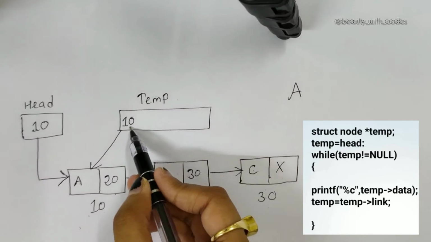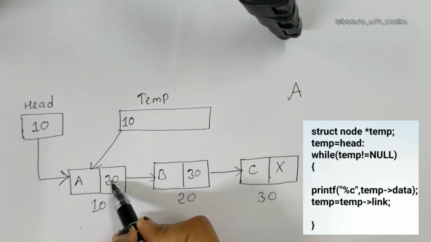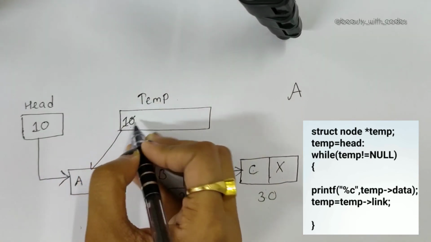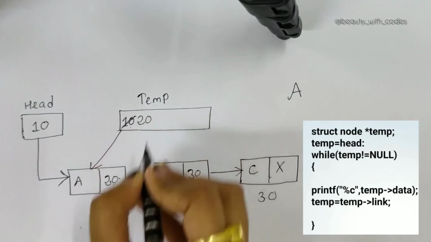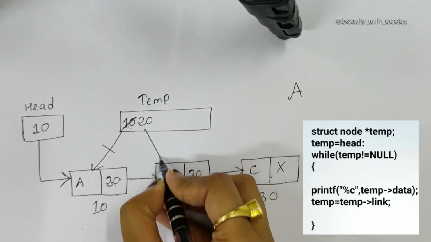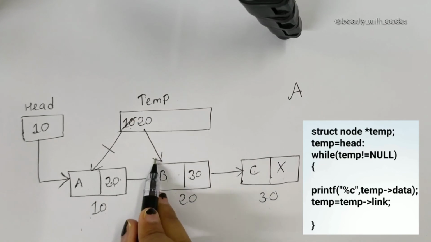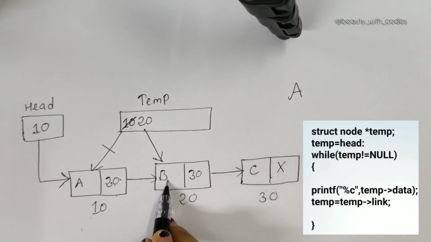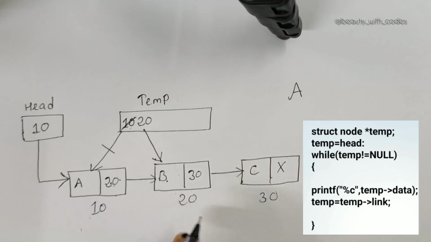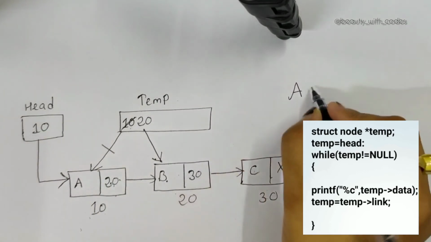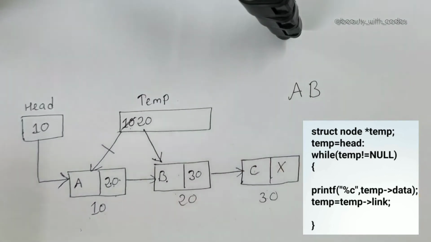Now temp is holding 10. What is the value of temp of link? It's nothing but 20, isn't it? Temp of link is 20. It means now the value of temp is going to be 20, so temp is pointing towards the second node, the node whose address is 20. Temp is equal to 20 and not null. Since 20 is not equal to null, B is going to be printed. So yes, B is printed.